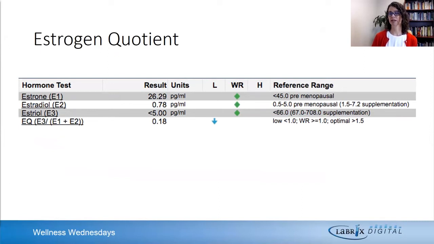And in this particular case, I just want you to note that estrone, again, the estrogen that has the most potential for harm, is not elevated. It is within the range because we want to see it under 45. It is under 45. But the reason that this woman's estrogen quotient is so low is because the estriol is so low. Estradiol, again, isn't exceptionally high. It's quite low itself at 0.78, but it's that very, very low estriol which is driving that quotient down.